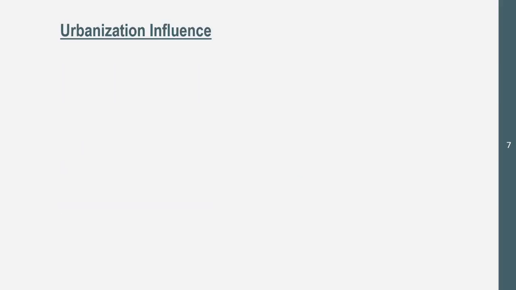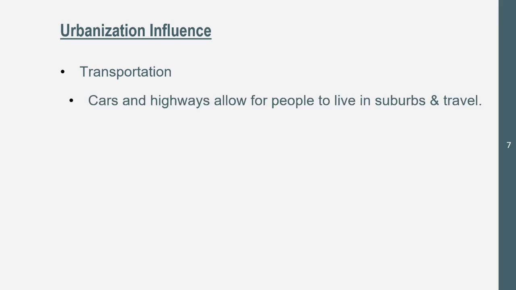Very, very cool. Now let's get into urbanization influences. So there's 5 main influences that you need to know that cause and influence urbanization. And the first one's going to be transportation. So cars and highways allow for people to live in suburbs and travel. So transportation allows people to travel to and from urban areas to interact with them, and they can also live in the suburbs away from those urban areas. Remember, suburbs are those places on the outskirts of urban areas, not necessarily in the cities, but not necessarily in those dispersed rural areas.